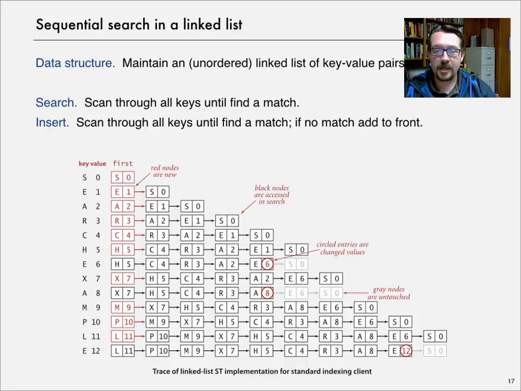In one of the homework questions, I asked you to perform a trace of the linked list, the unordered linked list of key value pairs, that particular implementation of the symbol table. This is the example that I want you to follow in that particular problem. So either drafting by hand or writing it out in a word processor or something like that, this is what a trace of that would look like.